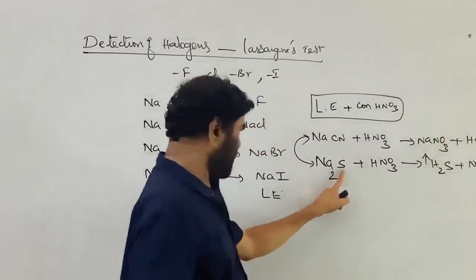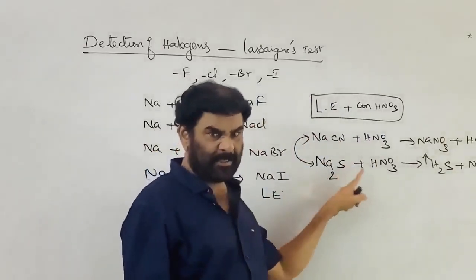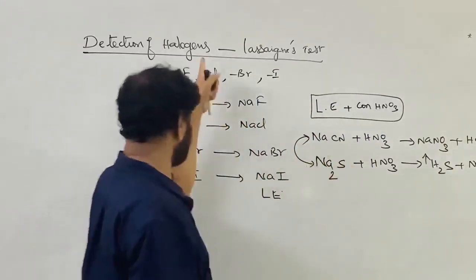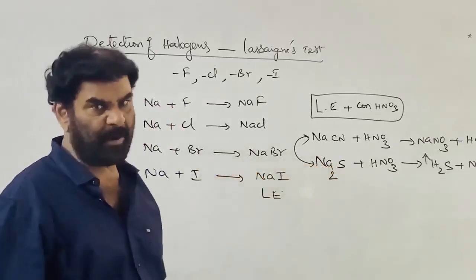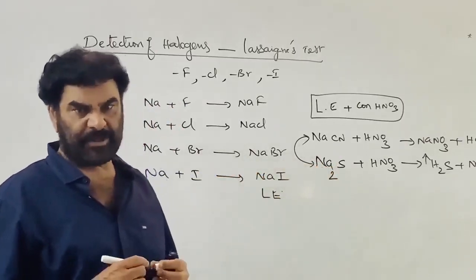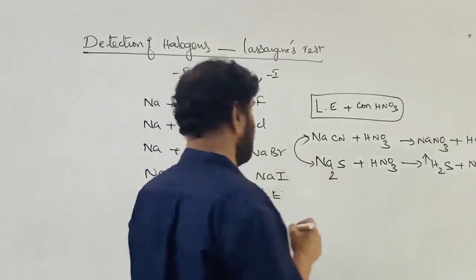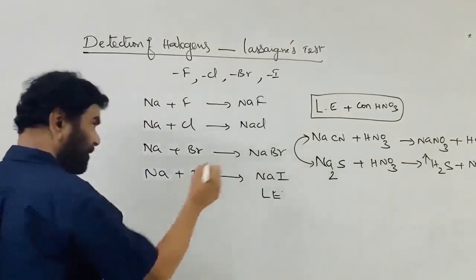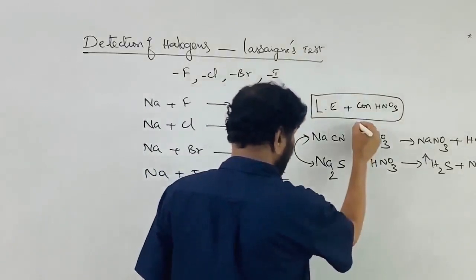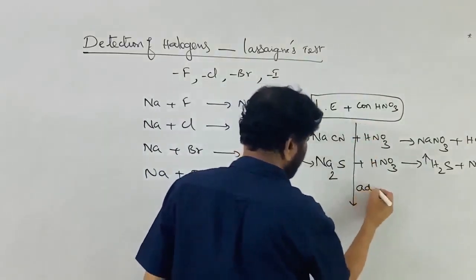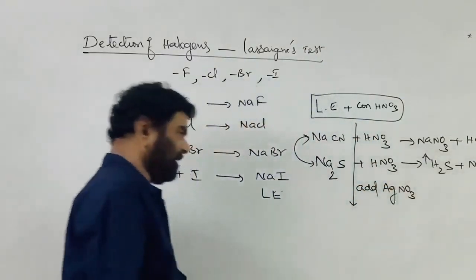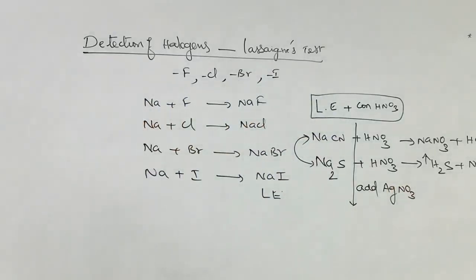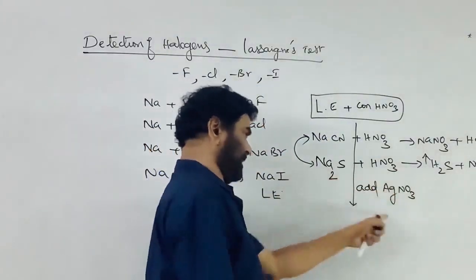Otherwise, if sulfur is present, it is present in this form. In the presence of sodium sulfide, the test is carried out. Silver nitrate reacts with the sulfide ion and black silver sulfide is formed, so it interferes in the reaction. First it is to be treated with nitric acid, and after that add silver nitrate solution. The best reagent to detect the halide ions, chloride, bromide and iodide, is silver nitrate.